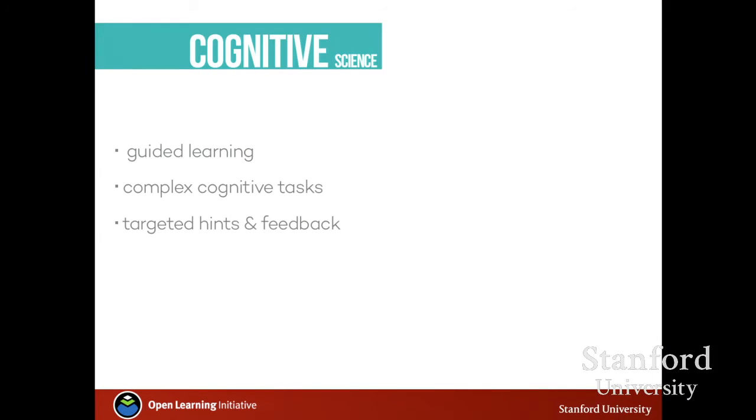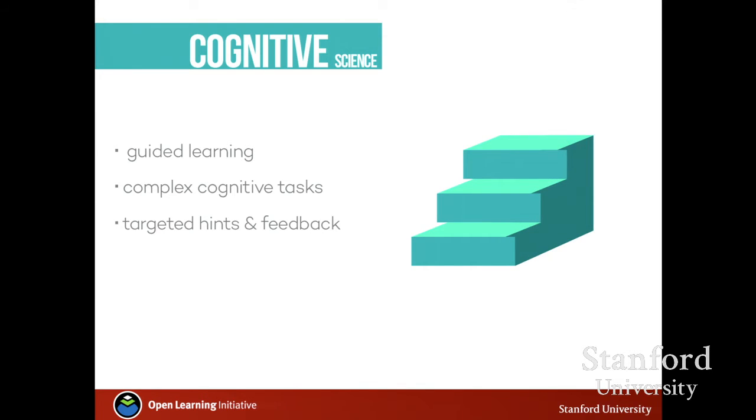The purpose of the science of learning is basically to describe, predict, and explain human learning. And the particular science I used a lot when I was at Carnegie Mellon is cognitive science, taking very complex cognitive tasks, like doing a data analysis or writing a computer program, deconstructing them into different components, and then building guided learning experiences with hints and feedback to support the learners.